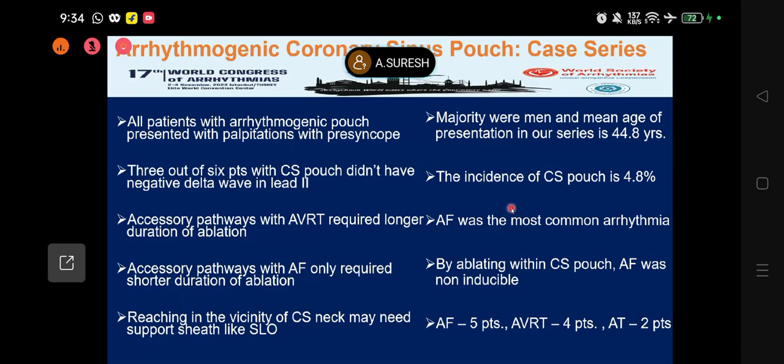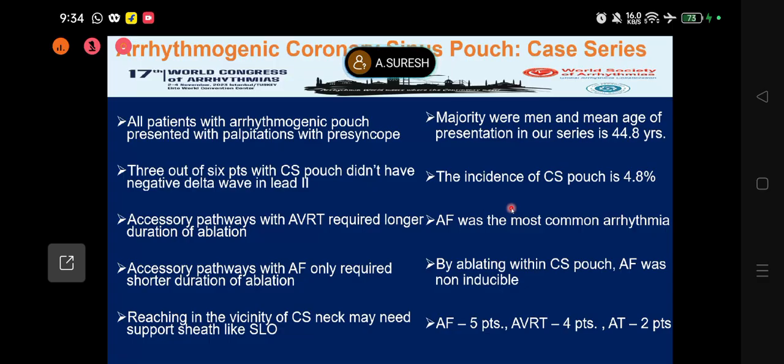and she's doing well. So this was a paper which we presented at the World Society of Arrhythmia, arrhythmogenic coronary sinus pouch case series. The incidence of CS pouch in that 1 year was 4.8%, and all patients had palpitations with pre-syncope, and 3 out of 6 patients with CS pouch didn't have a negative delta wave in lead 1, lead 2. As per the Arruda algorithm, if there is lead 2 negativity, you should think of an epicardial accessory pathway with a CS pouch.